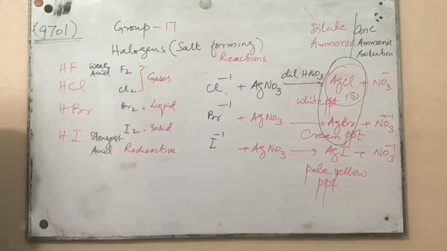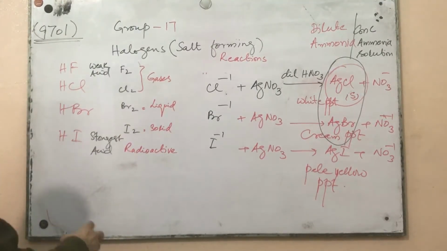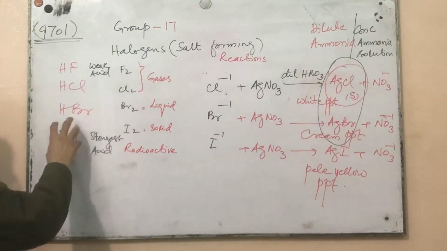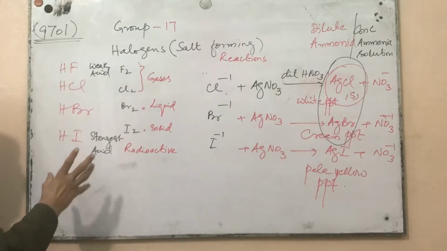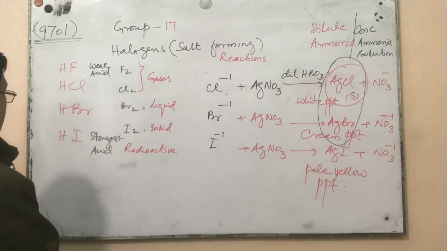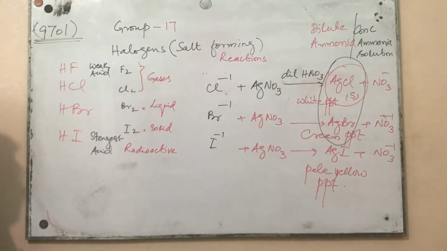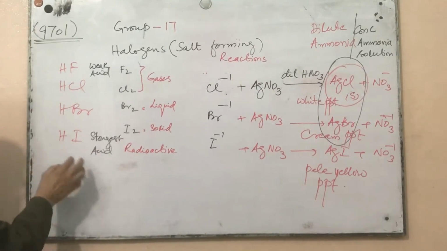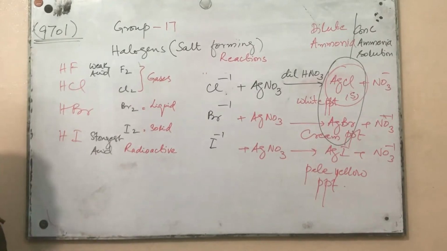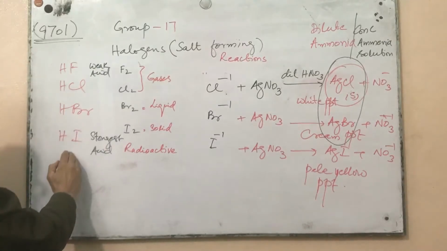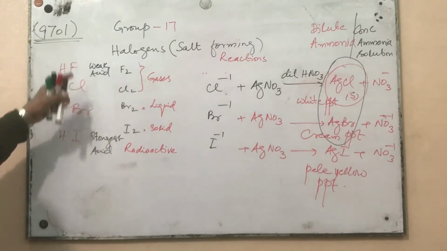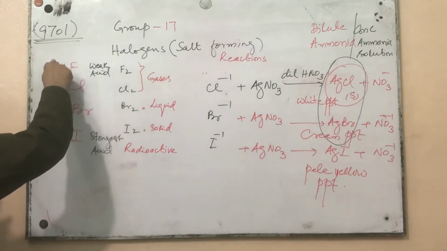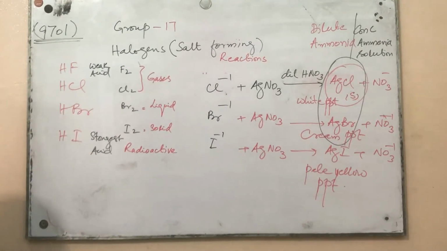But in case of HI, the percentage ionization will be increased too much because the iodide ion is larger and hydrogen is away from the nucleus. That's why bond length will be increased and the bond will easily be broken. So HI will be ionized more as compared to HF. That's why the acidic strength from top to bottom increases.